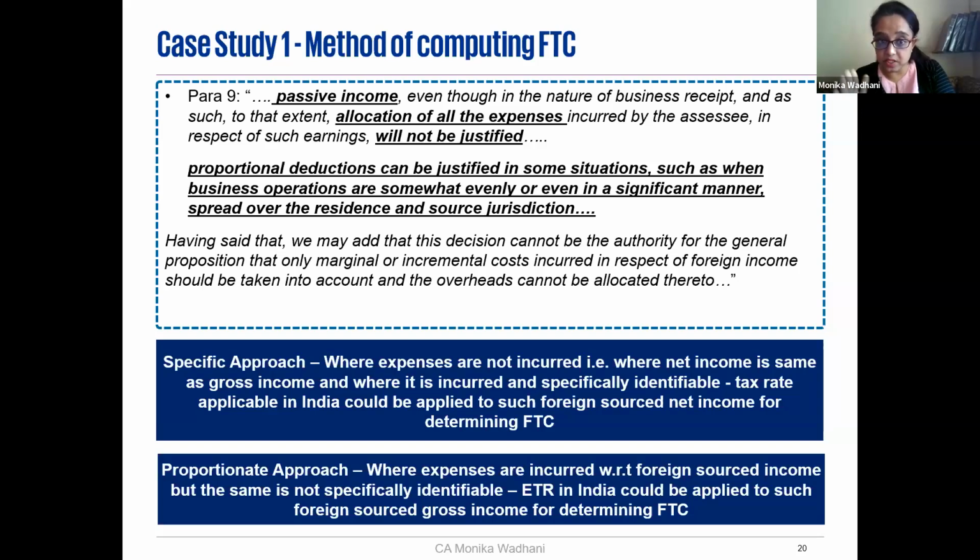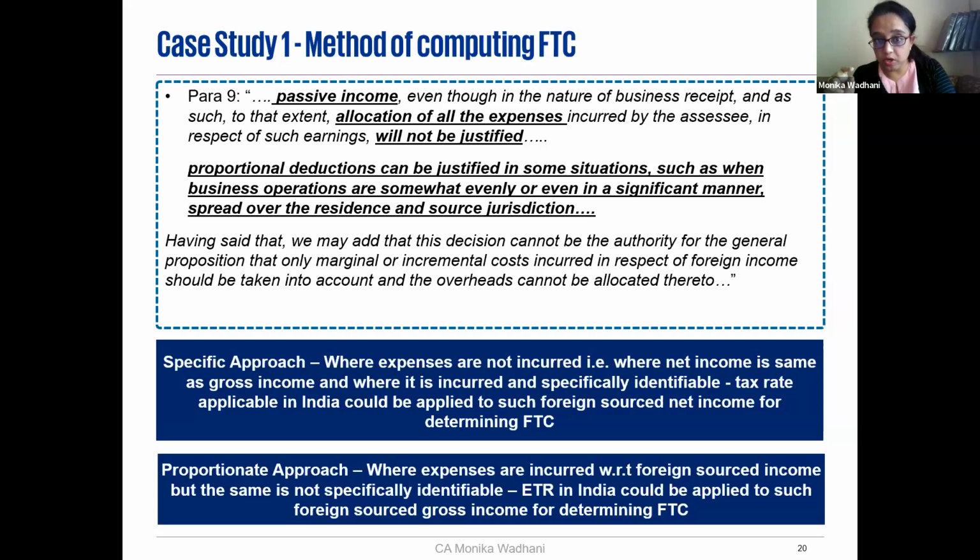such as when there are business operations which are somewhat evenly or even in a significant manner spread over the residence and source jurisdiction. But if it is a passive kind of income, as in the facts of this particular case, where in year 2 you have really not incurred any expenses to earn that particular income, then even though it is in the nature of a business receipt, the allocation of all the expenses incurred by the assessee in India, which is 700 in this example, is not justified.